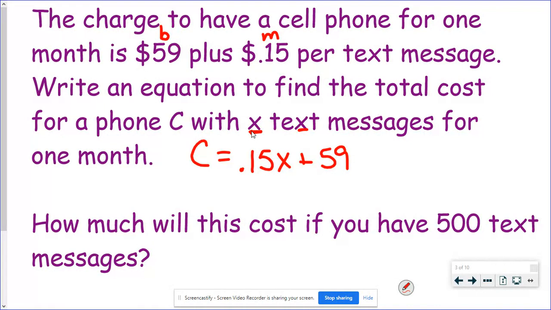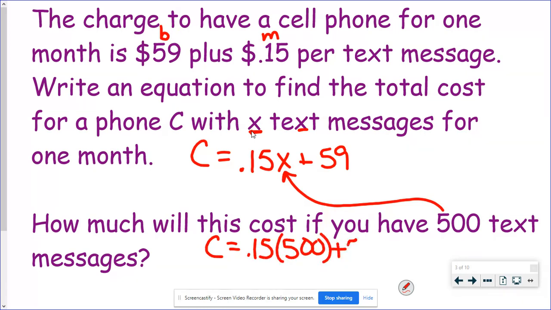Now, what if I have 500 text messages, right? That 500, I'm going to put right there for the x. So the cost would be 0.15 times 500 plus 59. This is a great place for a calculator, by the way. So we're going to have 500 times 0.15 is $75 just for those text messages, plus the $59 that we had to pay just to get the phone. So this is going to be a total cost of $134.